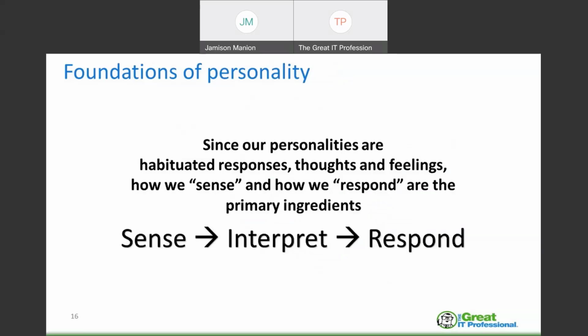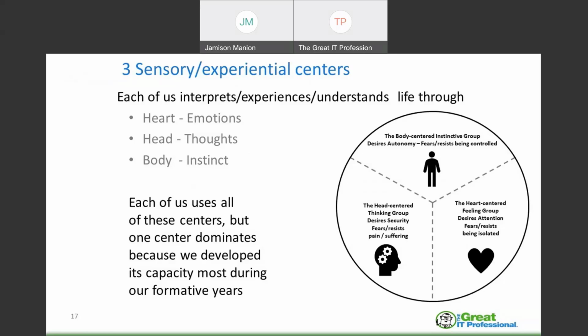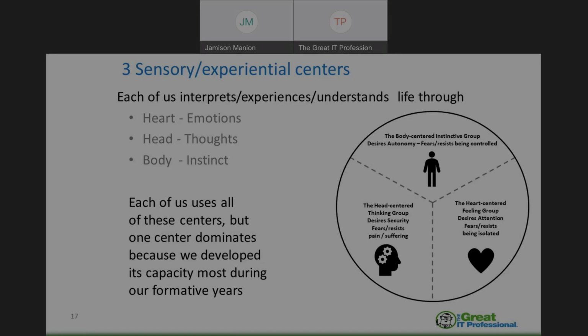As we get older, our personalities tend to become harder and harder over time. With the Enneagram, there are three ways in which we interact with the world. Each of us interprets our experiences through our heart, so our emotional center. Some people are heart-centered, some people are more head-centered, thinking about it, and some people are more instinctual. If you suddenly see something flashing towards your eyes, your body lifts up and responds physically without even having to think about it. Each of us has all of these centers, but one center tends to dominate because we developed the capacity during our formative years.